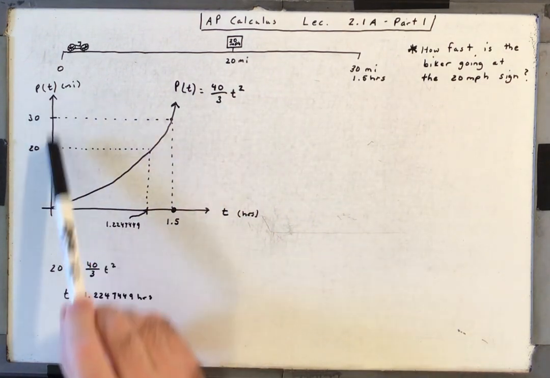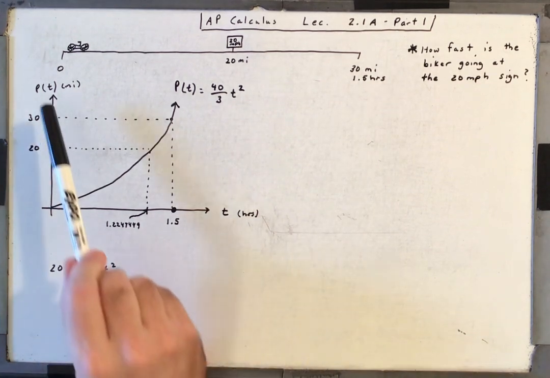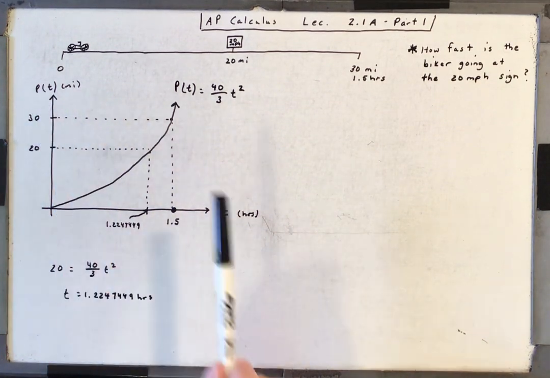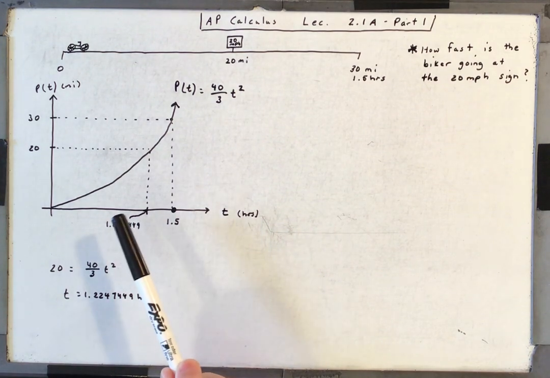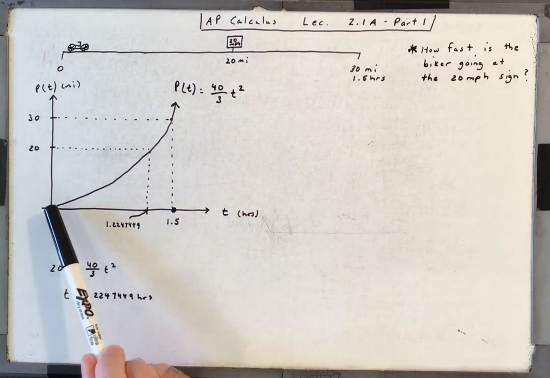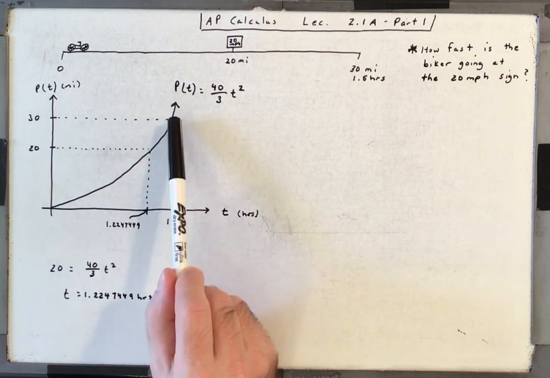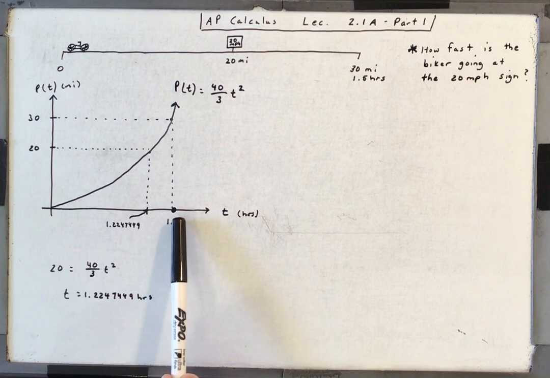So we're going to graph it. That's a parabola, and the position would be on our y-axis and time is on our x-axis. So let's draw a real wide parabola like that. And at 30 miles, the time is 1.5 hours.